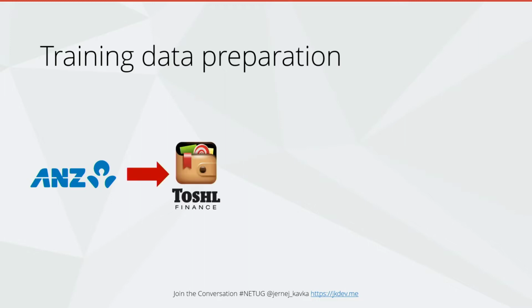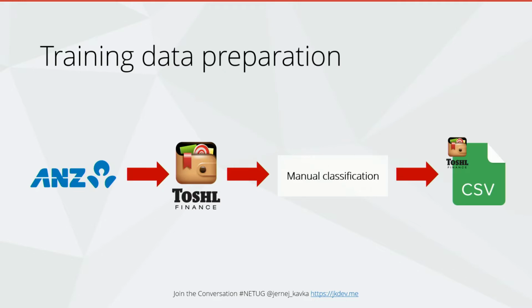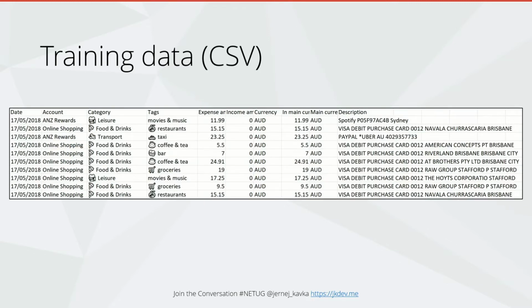I then had to use a financial app that knows how to transfer data into my mobile app, where I could do manual classification of all the transactions with proper categories. And then I exported that to a CSV. And here is the Excel, just to show you a couple of columns. The structure is this way because that's how Toshel is exporting the data.